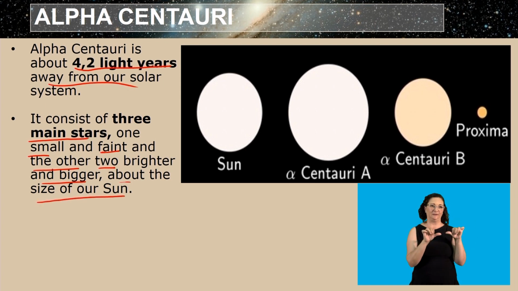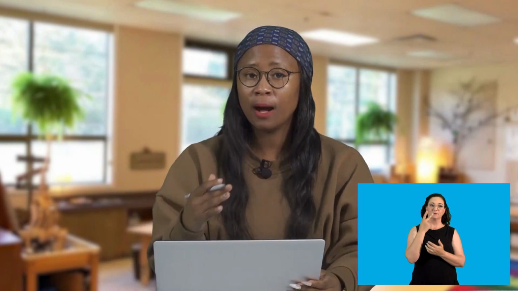If you look at the picture on my right hand side, you can see that I have my sun. Just right next to my sun, I have Centauri A, and then followed by Centauri B, as well as Proxima. So these are the stars that are closer to us, and those are the ones that we are able to see using our telescopes or even using our binoculars.